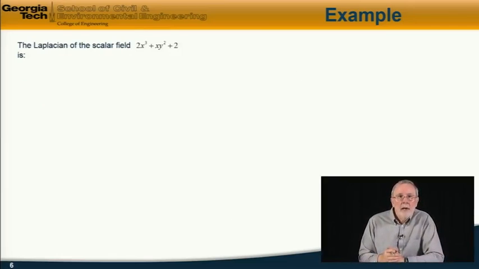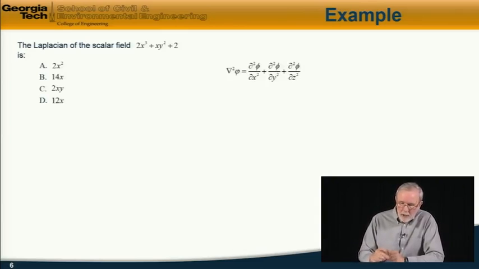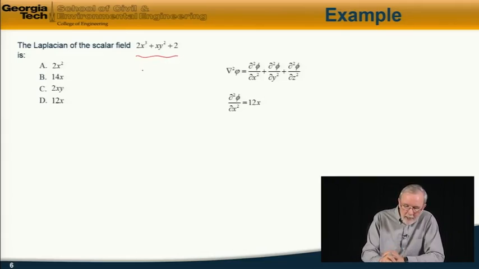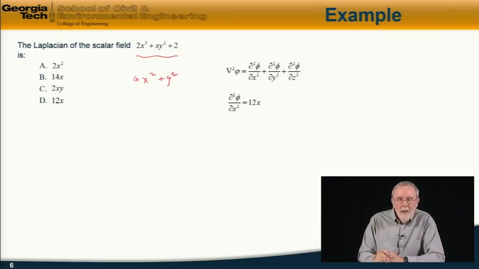Final example, what is the Laplacian of the scalar field 2x cubed plus xy squared plus 2? Which of these alternatives is it? So start out with our definition of the Laplacian, which is del squared phi, d2 phi by dx squared, etc. So differentiating this, first, if I differentiate this function once with respect to x, I get 6x squared plus y squared. Then differentiating again, I get d2 phi by dx squared is equal to 12x.